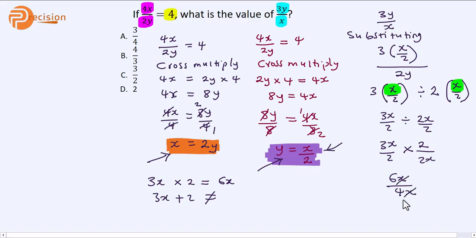If we cancel out the x, we are left with what? 6 over 4. And then we can look for a common value to divide the numerator and denominator. 2 here is 3 and 2 here is 2. So we have 3 over 2, and that is option C. So the right option is option C.